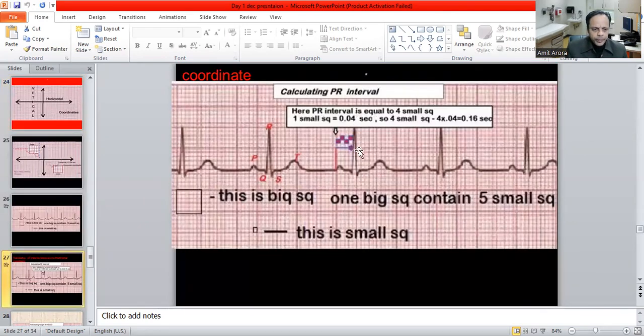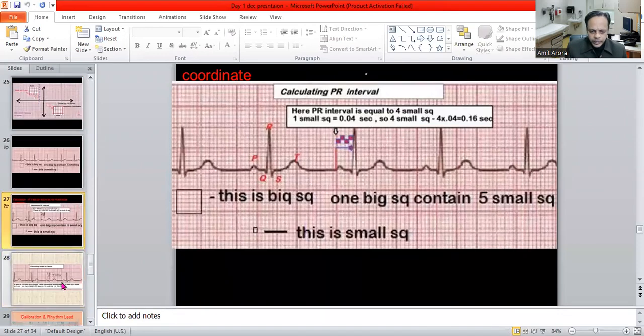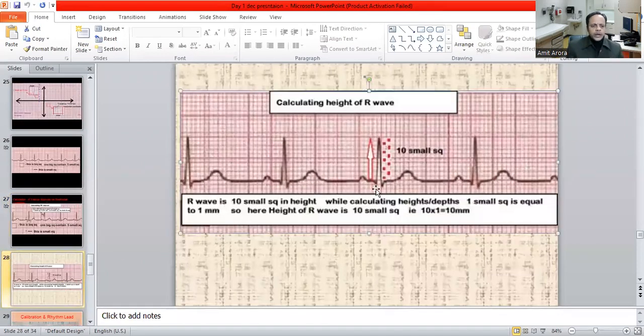Look, if we have to calculate the height of some wave, like the T wave, suppose we have to calculate the height of some wave. Suppose a tall T wave is there, or the T wave seems to be tall. So we will use the vertical coordinate. I will tell you; it's just for demonstration.